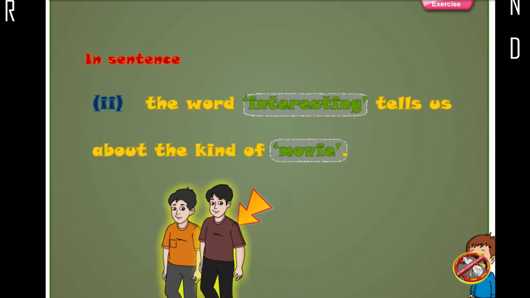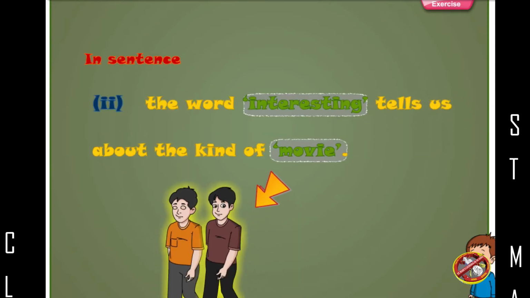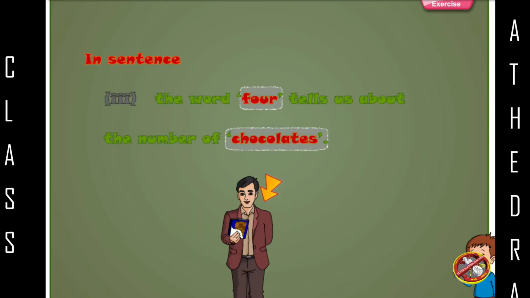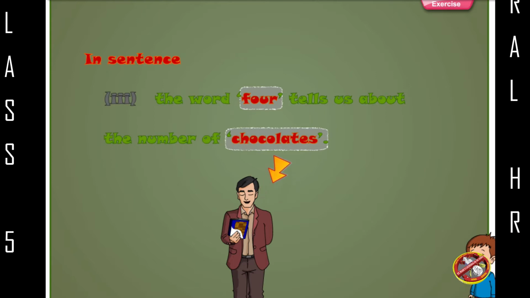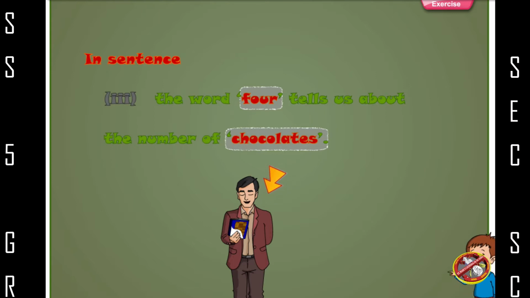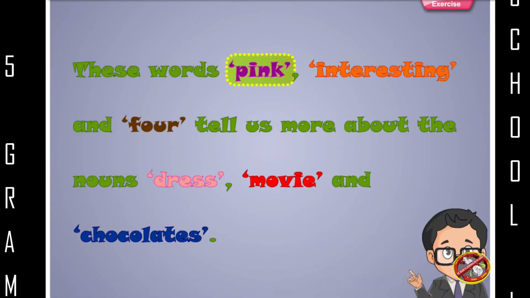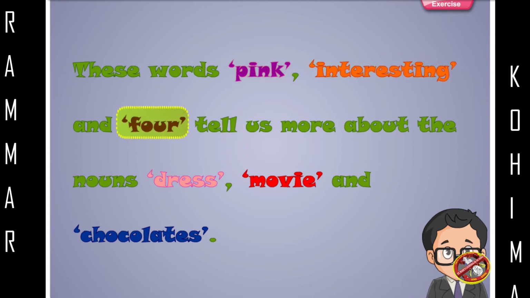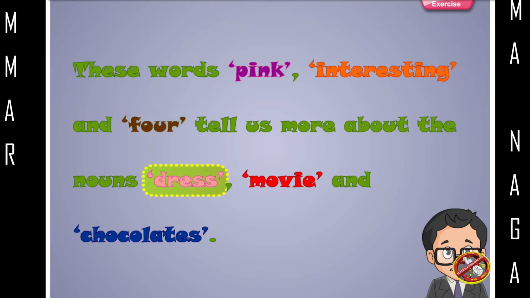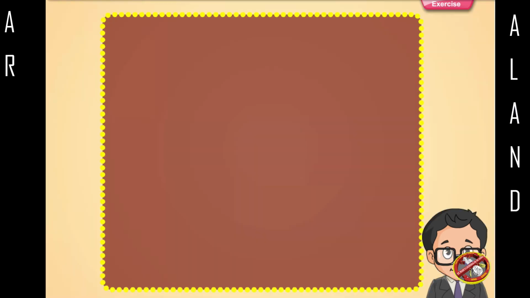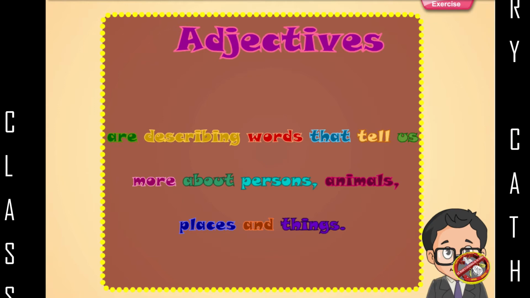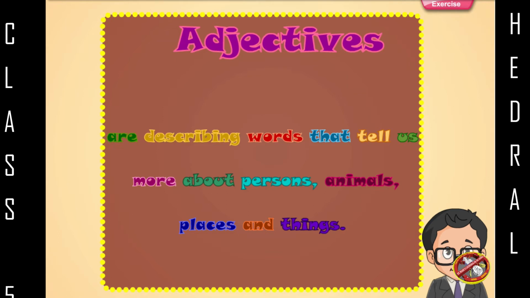In sentence 2, the word interesting tells us about the kind of movie. In sentence 3, the word 4 tells us about the number of chocolates. These words, pink, interesting, and 4, tell us more about the nouns dress, movie, and chocolates. Adjectives are describing words that tell us more about persons, animals, places, and things.